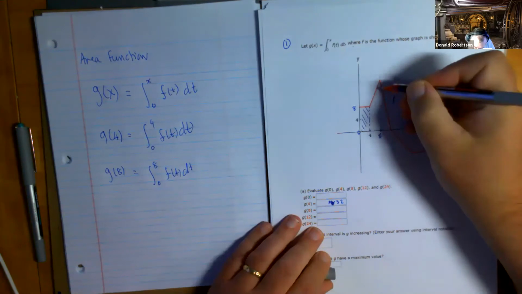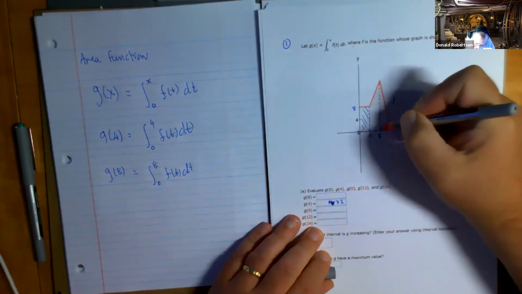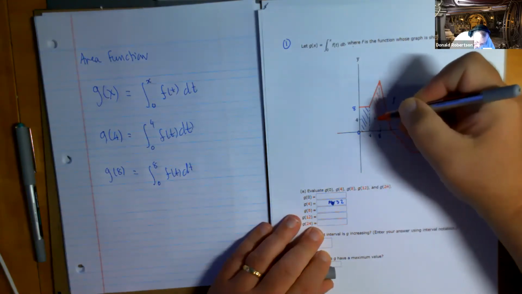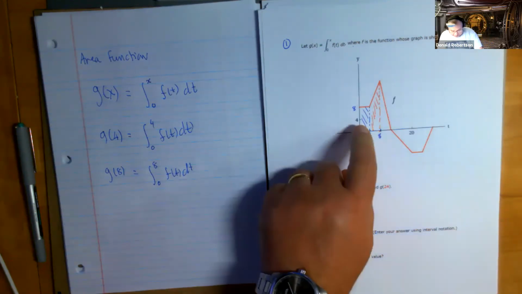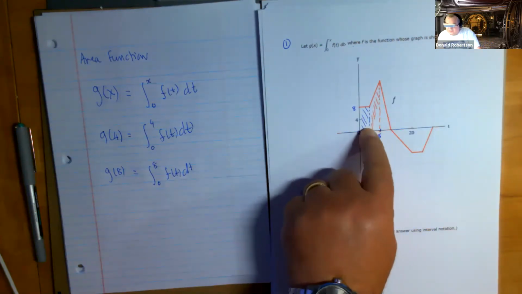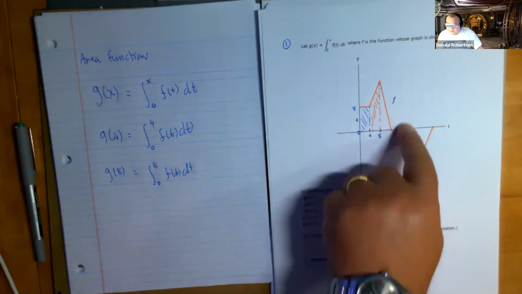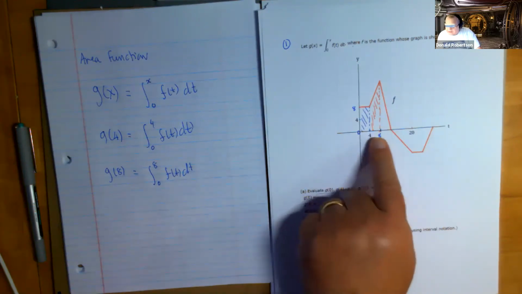And that would be the red and the blue bit. Right, I already know this bit's 32, so don't I just need to calculate the area of this bit and add the whole thing up? And that will be the integral from 0 to 8.